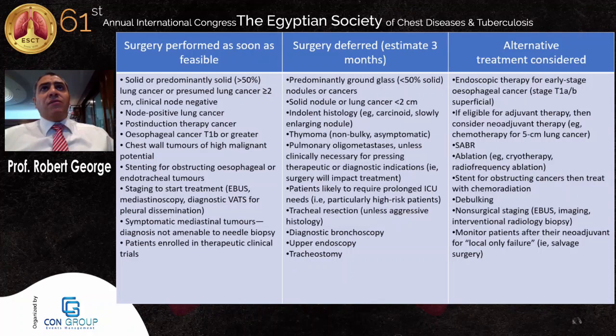Surgery can be deferred for about 3 months in those who have ground glass appearance in less than 50% solid nodules or cancer, and also small tumors of less than 2 cm. Those patients could be deferred. But coming to those for whom alternative treatments can be considered, those who have endoscopic therapy for early stage esophageal cancer can have alternative treatment. Similarly, lung cancer can have SABR or ablation or stenting or debulking. If you can avoid surgery, then we'd rather avoid surgery and go for alternative treatment consideration.